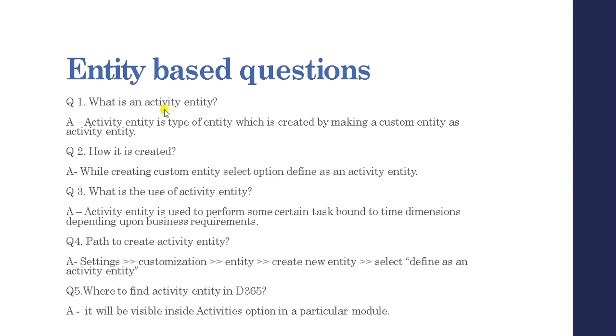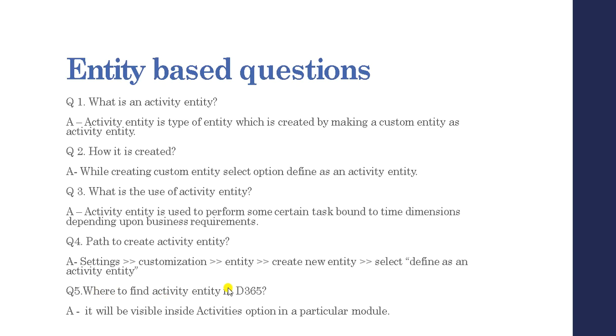So in this slide I'm going to cover activity entity. This is also a type of entity, which is created by making a custom entity an activity entity. And how is it created? While creating a custom entity, select the option define as an activity entity. What is the use of activity entity? Activity entity is used to perform certain tasks bound to time dimensions depending upon business requirement. Path to create activity entity: setting, customization, entity, create new entity, select define as an activity entity.